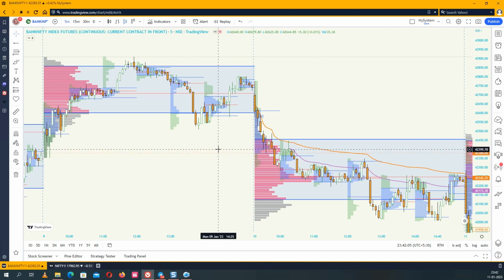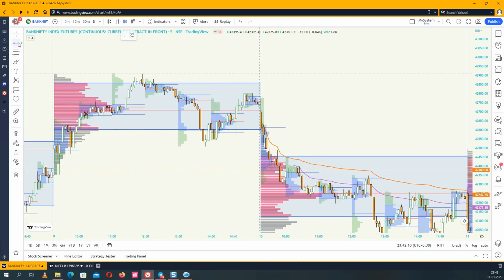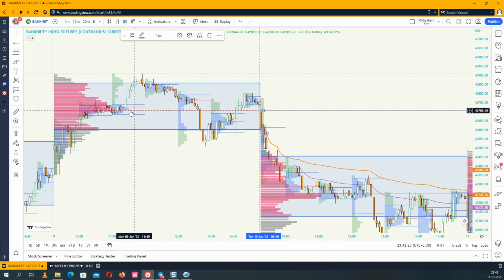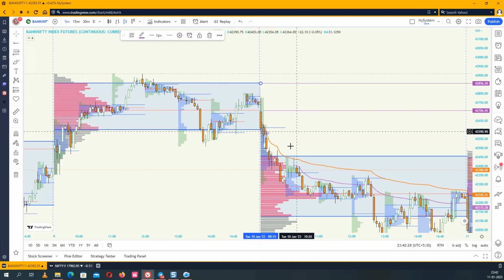Before the start of the market, what we have to do is mark the key reference levels from the previous day's profile, correct? So for that I am marking the VPOC of 9th of January, the value area high of that day, and the value area low also.